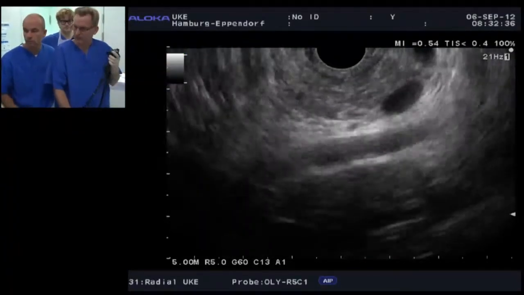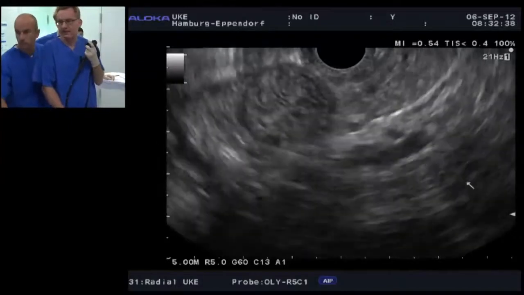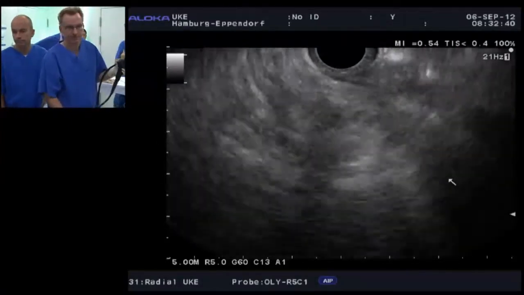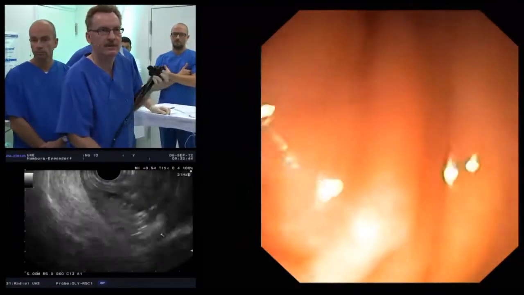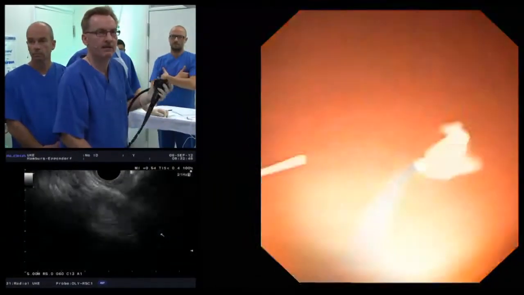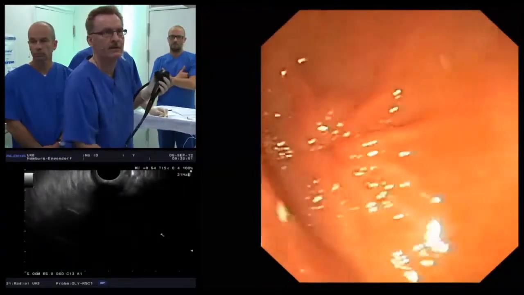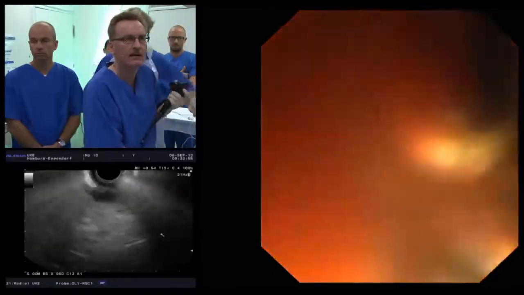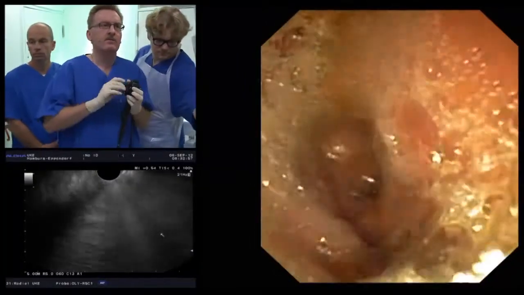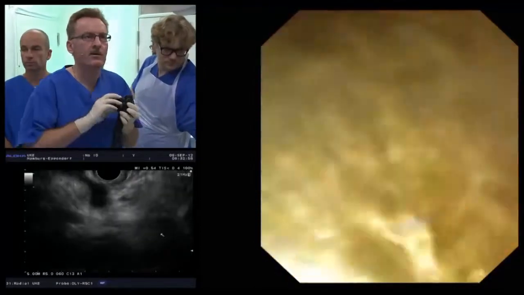Okay. So now I change my position and I go to the endoscopic picture. Now, comparable to ERCP, I follow to the antrum, and here I see the pylorus, and now I pass the endoscope to the duodenum, and I go to the second part of the duodenum.